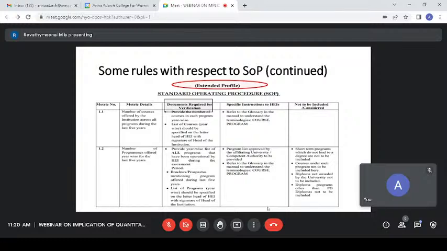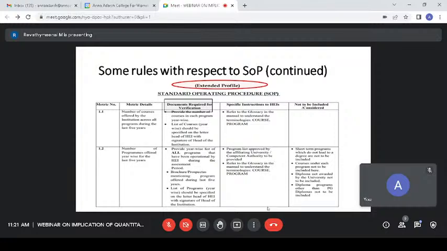Now here, in this particular SOP, you will be able to see I have made a mention of documents required for verification. This SOP is provided by NAAC itself. We need to download this and keep this. This becomes a very useful tool while uploading the documents. For example, number of courses that have been given. Now, what is the document that you need to supply? Number of courses in each program year-wise.